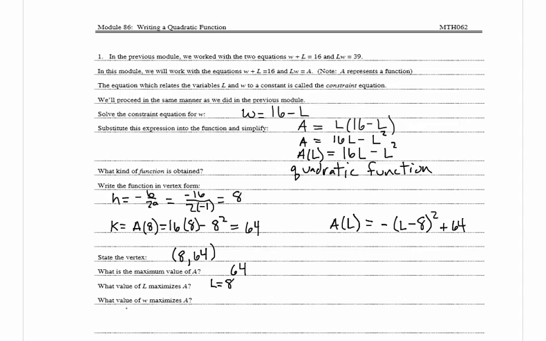And now it asks, what value of W maximizes A? In order to find this value of W, we're going to start with W is equal to 16 minus L, and we're going to plug in our L value that maximizes A, so we're going to have W is equal to 16 minus 8, so W is equal to 8.